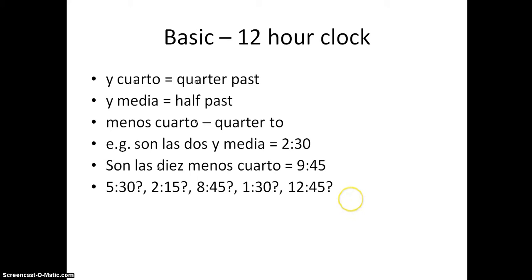Okay, so how would you do these ones then? 5:30, 2:15, 8:45, 1:30 and 12:45. Remember, these are quarter to the next hour, these two, so just be careful of those. Pause it now, have a go, and then we'll go over the answers.